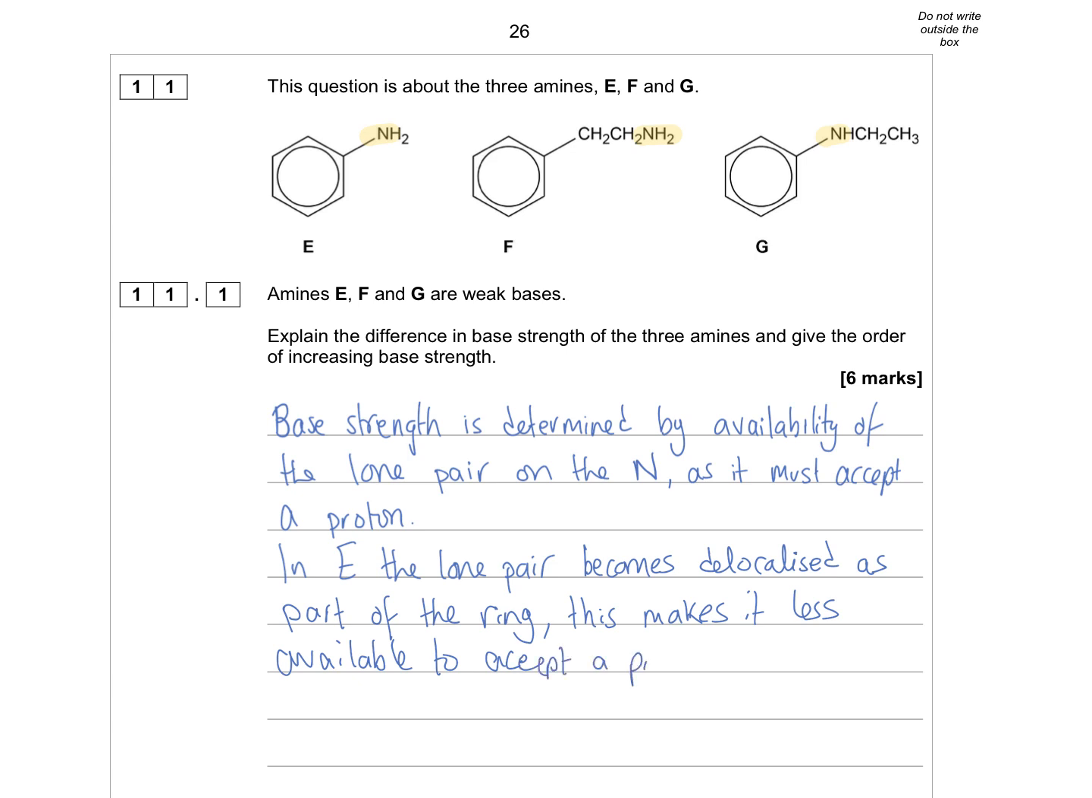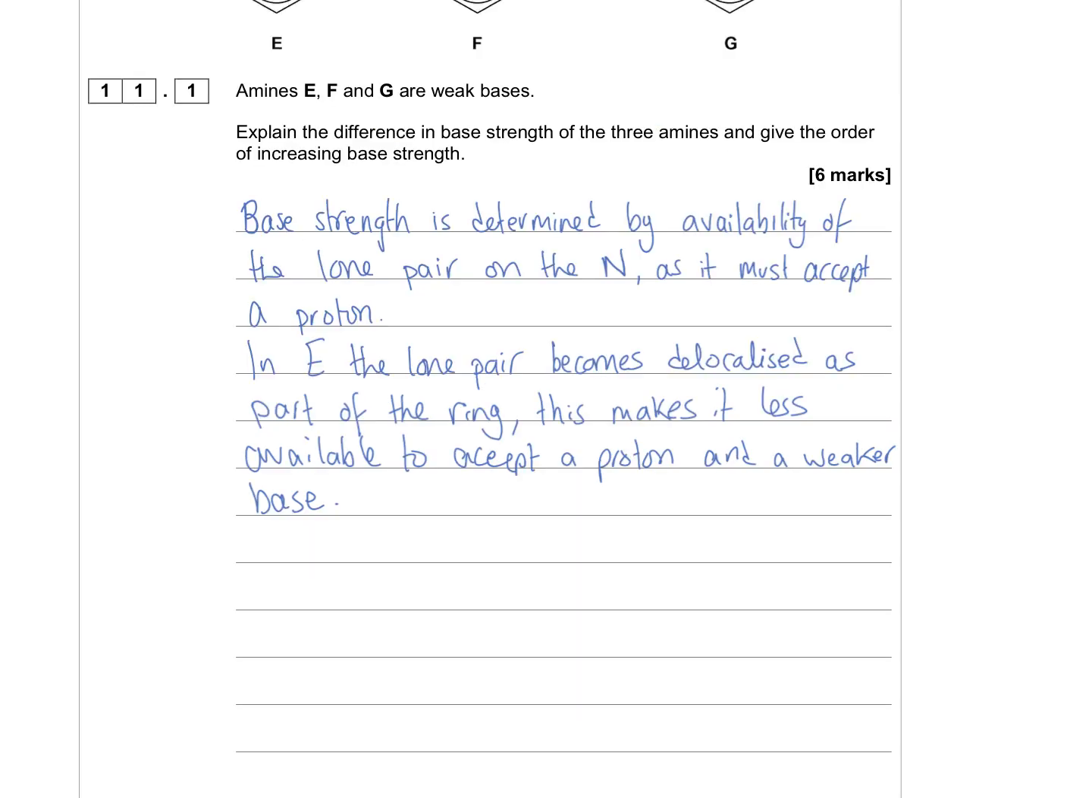So we would expect F to have by far the strongest base strength, because its nitrogen is on the end of an alkyl chain, and that alkyl chain is going to be pushing electrons onto the nitrogen. G, on the other hand, is in between the two, so it's going to have an inductive effect from the alkyl chain, but the lone pair is also going to get drawn into the delocalized ring structure. So I would expect G to have a base strength in between E and F.